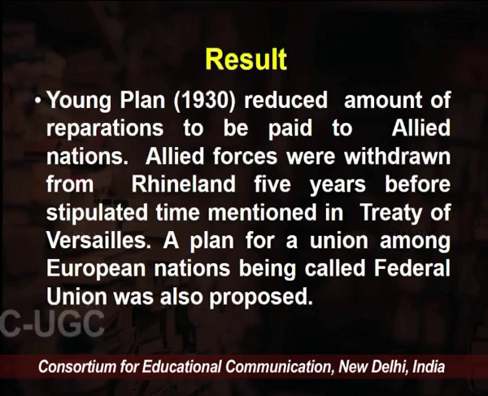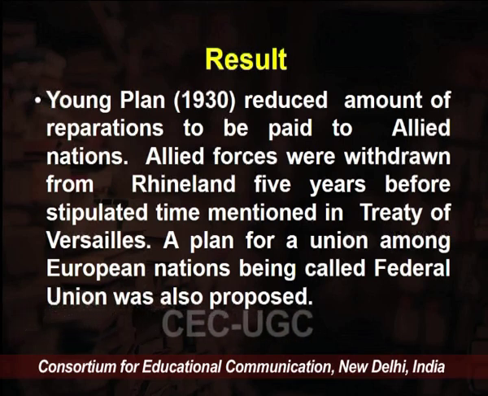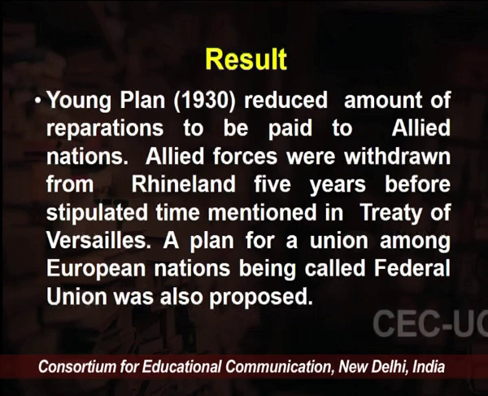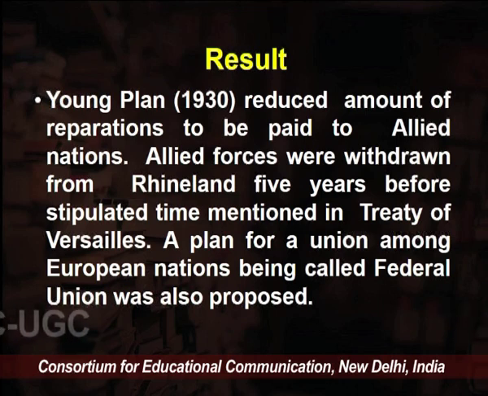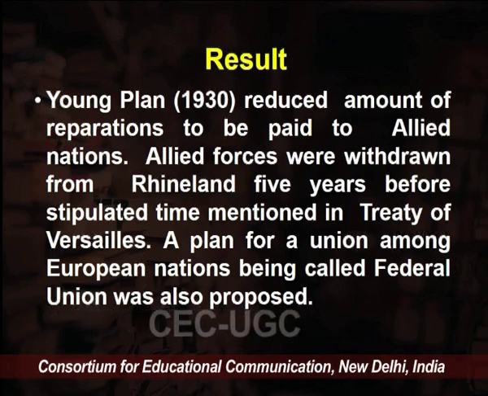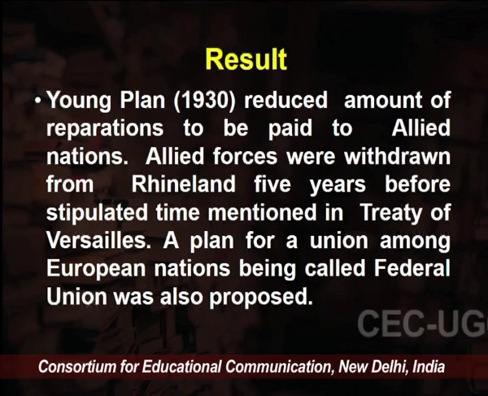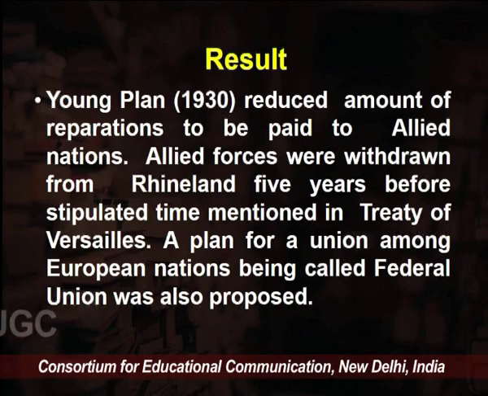And we also see that 1929 was a period of the world economic crisis, the Wall Street crash, and different countries of the world came under a lot of economic pressure during this time. We realized how USA started some plans, and how these plans were associated with economic assistance to diverse nations. The Young Plan in 1930 reduced the amount of reparations to be paid to the allied nations, and the allied forces were withdrawn from Rhineland 5 years before the stipulated time mentioned in the Treaty of Versailles. And a plan for a union among European nations, called Federal Union, was also proposed.